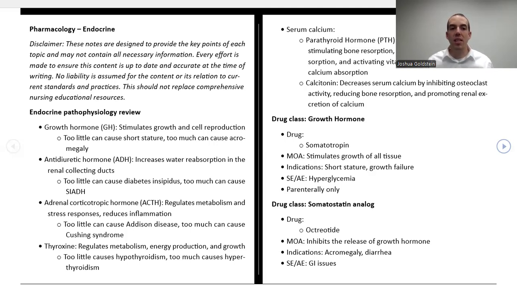The next hormone we're going to discuss is thyroxine, which is also known as T4. This is one of the thyroid hormones, and this one's responsible for regulating metabolism, energy production, and growth. If a patient has too little of this, they end up with hypothyroidism. If they have too much of this, they end up with hyperthyroidism.